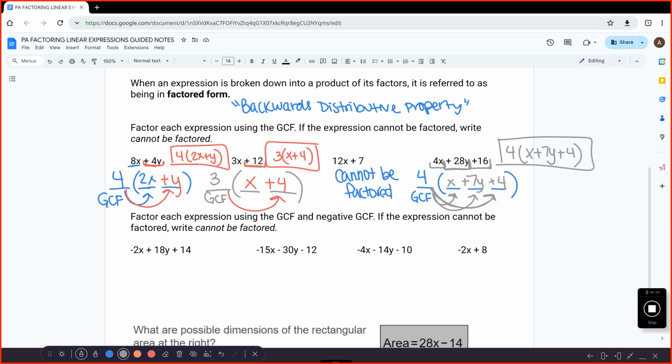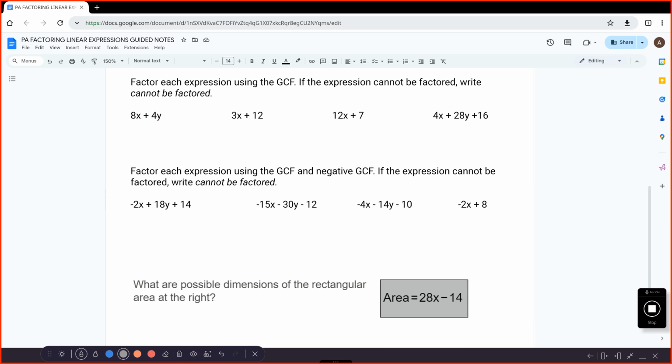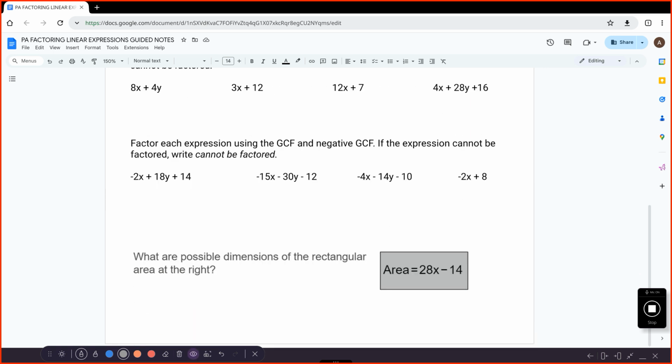All right, so in our next examples, we have factor the expression using the GCF and the negative GCF. If the expression cannot be factored, then write cannot be factored. All right, so we're going to factor this 2 ways using the GCF and the negative GCF. So let's start with our GCF how we would normally, right? The greatest common factor between 2, 18, and 14 is 2.